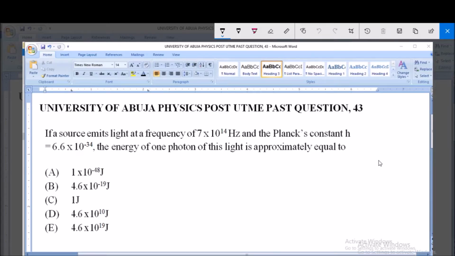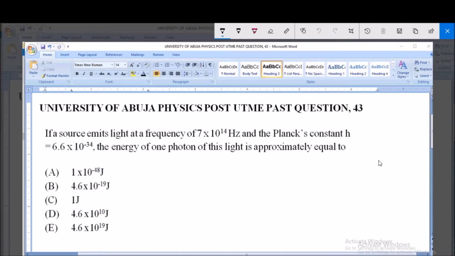Today we're dealing with University of Abuja Physics Post UTME past question 43. If a source emits light at a frequency of 7 multiplied by 10 raised to the power of 14 Hz and Planck's constant h equals 6.6 times 10 raised to the power of minus 34, the energy of one photon of this light is approximately equal to A.